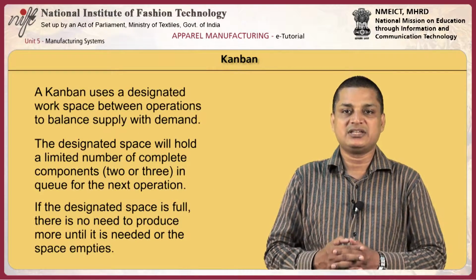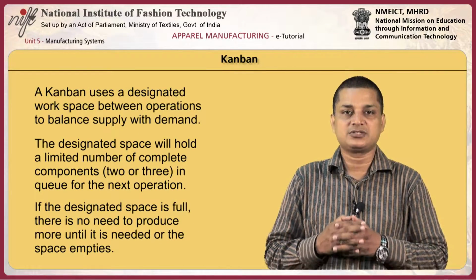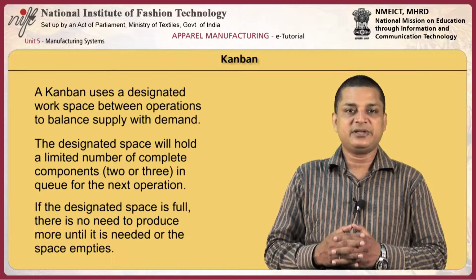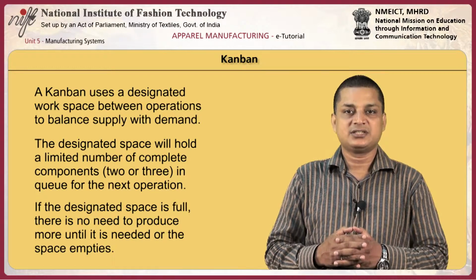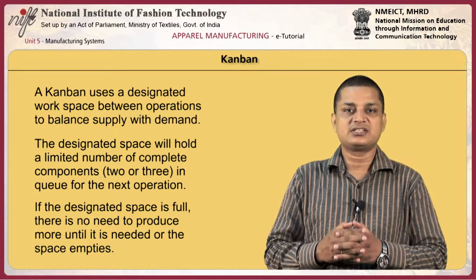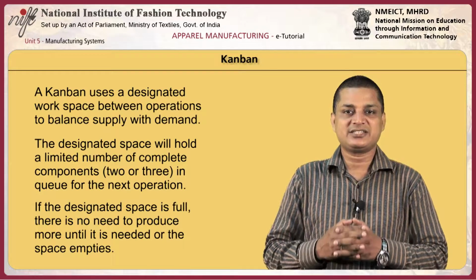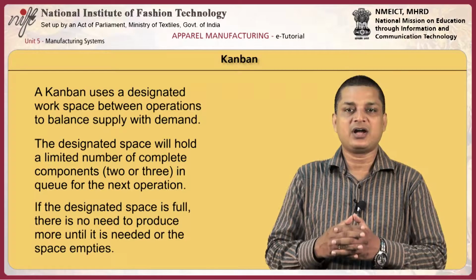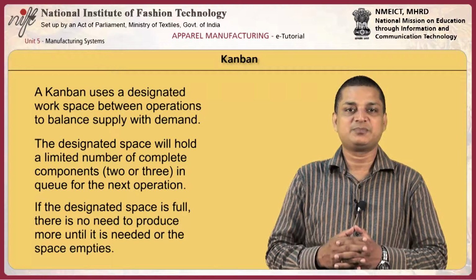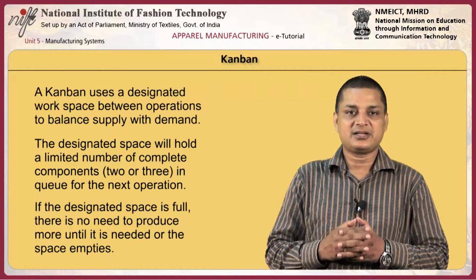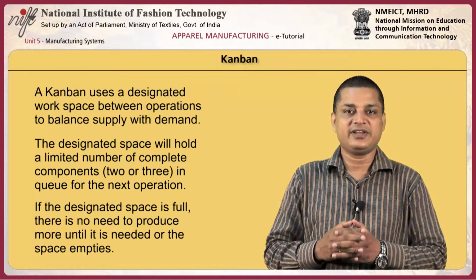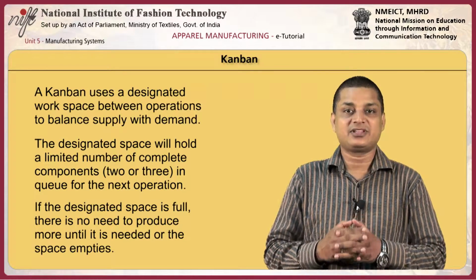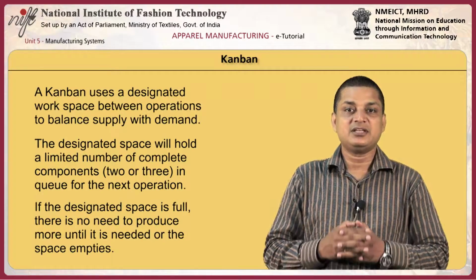A Kanban uses a designated workspace between the operations to balance supply with demand. The designated space will hold a limited number of complete components, 2 or 3 in a queue for the next operation. If the designated space is full, there is no need to produce more until it is needed or the space empties. This limits built-up product ahead of the next operation. When the space is full, an operator can assist with another operation that may be slow.